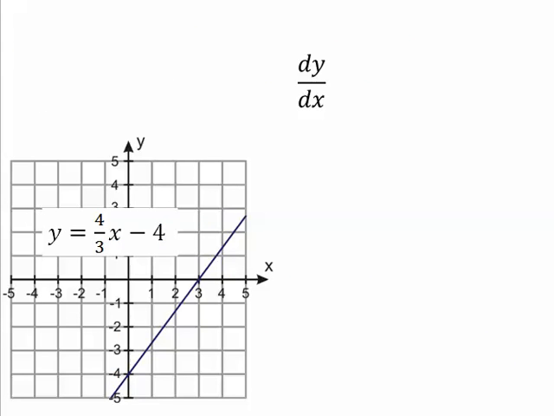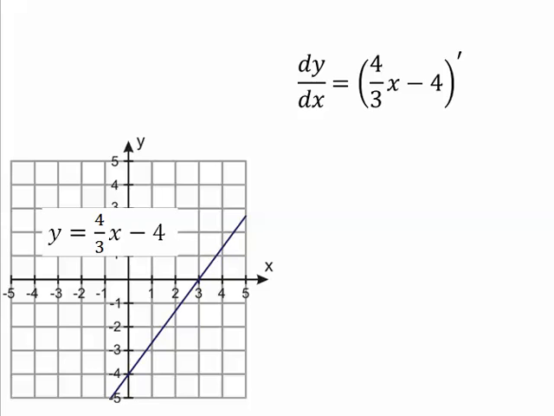Let's use these rules to find the derivative of this function. A little bit of analysis tells us that the rate of change of this function is 4/3. It's a linear function with a constant slope. Its rate of change, rise over run, always equals 4/3. So we would expect the derivative to be 4/3.